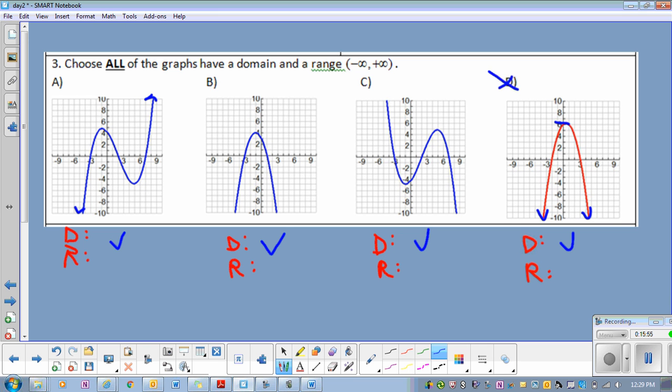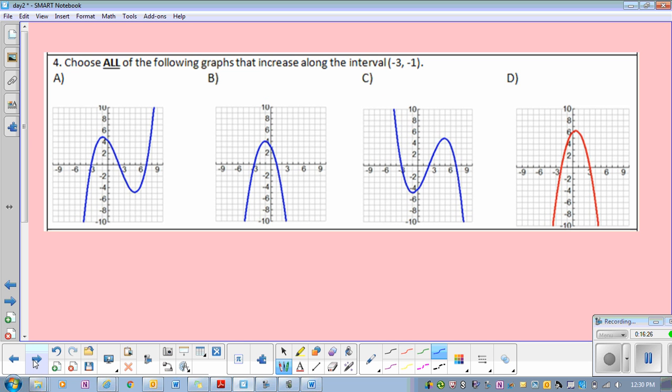Look at C. C has two terms here. However, you have an arrow going all the way down. Where's that going? Negative infinity, and then you have an arrow going up to positive infinity. So C works, right? Domain and range are all real numbers. Does B work? No. Does A work? Yes. So A and C are your two answers for this one.